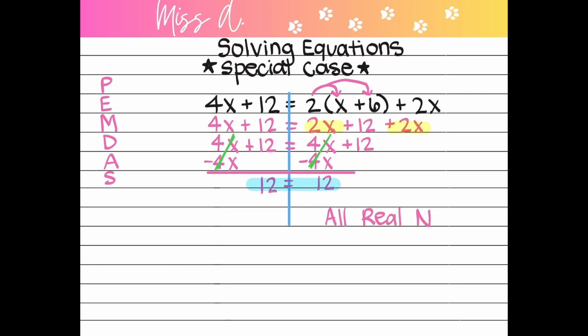That means I don't just have one solution. I could pick any real number in the entire world, and that would work when I plug it in. So there's no limit to the amount of answers that I could have for this.